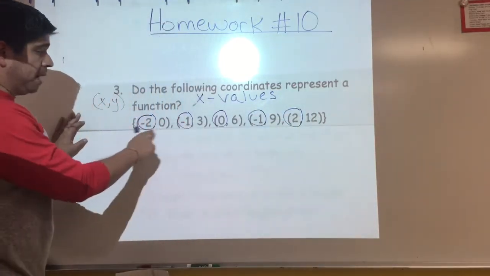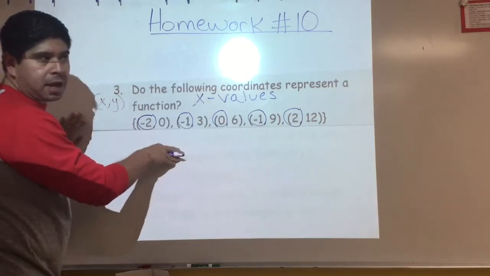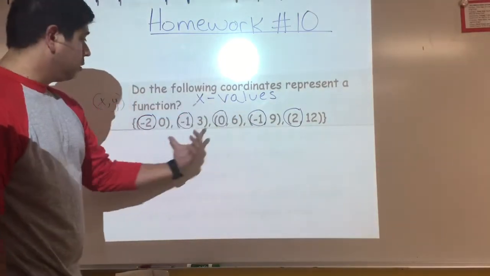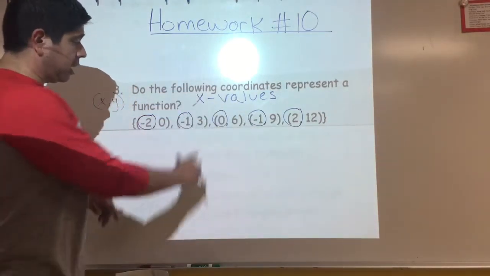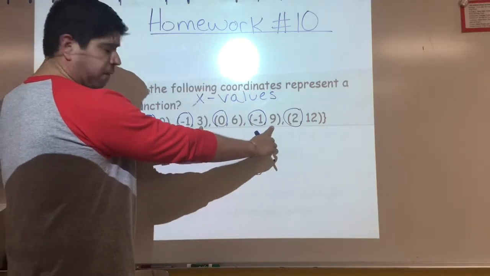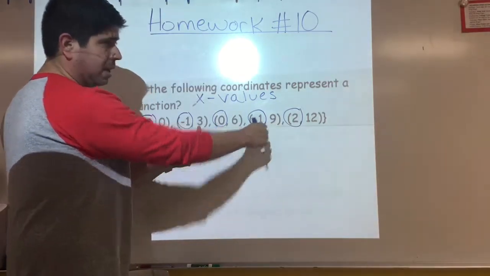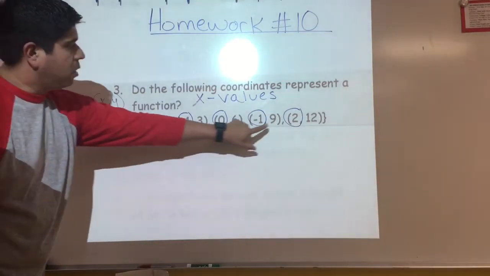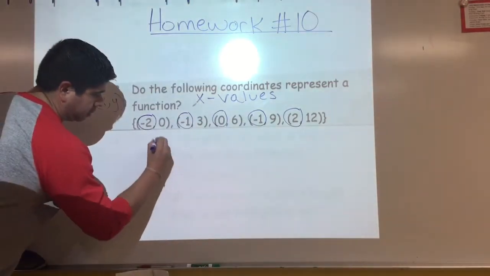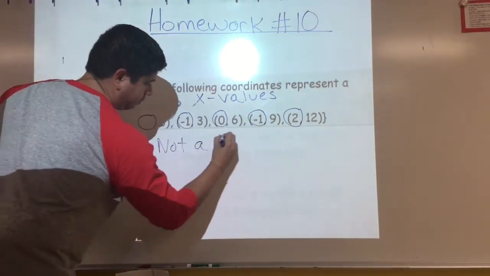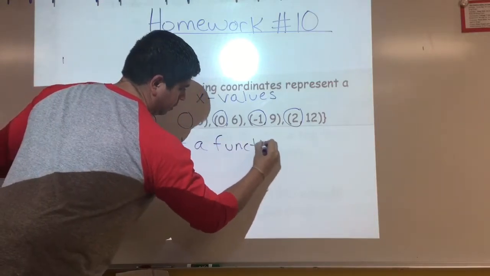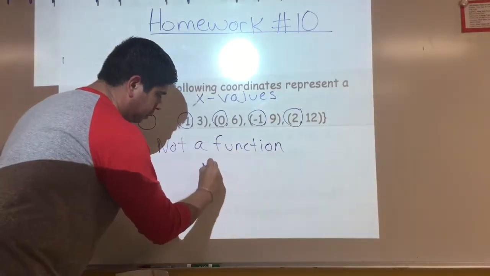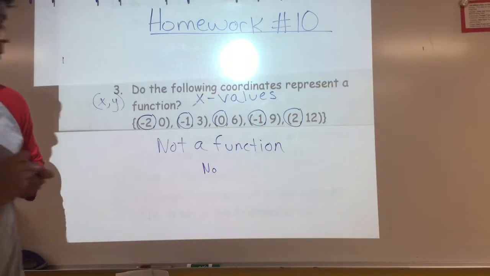So remember, if I repeat any of the X values, then I check if the Y values are different. If they are different, then it's not a function. And I did, I had negative 1 and also another negative 1. These go to 3 and 9. So since I repeat my X values, and they go to different Y values, that means this is not a function. Not a function is my answer. If you said no, that's okay too. All right, either or, should be good.